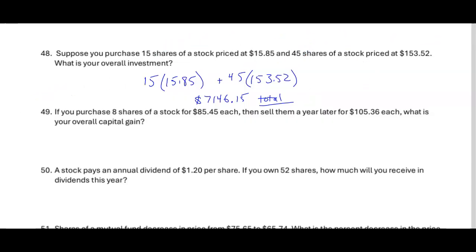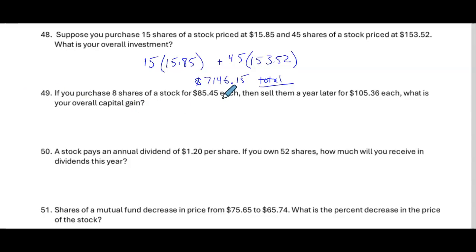Simple as that. Okay, if you purchase 8 shares of a stock at $85.45 and then you sell them later for $105.36, what is your capital gain? So that means our overall profit. So if we take the sell price, 105.36, and we subtract the buy price, which is $85.45, that gives us a total of $19.91 profit per share.